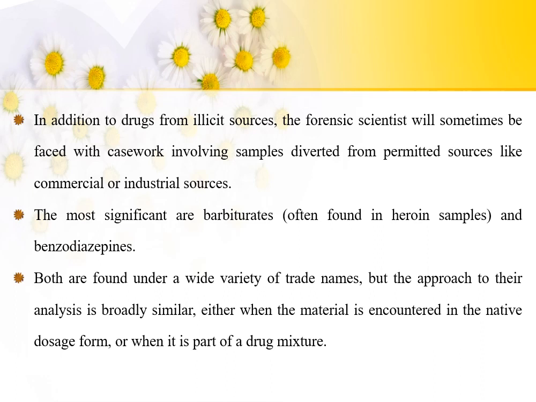While analyzing controlled substances in forensic labs, scientists will sometimes be faced with casework involving samples which are diverted from permitted sources like commercial or industrial sources. The most significant of these are barbiturates, often found in heroin samples, and the benzodiazepines. Both are found under a wide variety of trade names, but the approach to their analysis is almost similar, either when the material is encountered in the native dosage form or when it is part of a drug mixture.